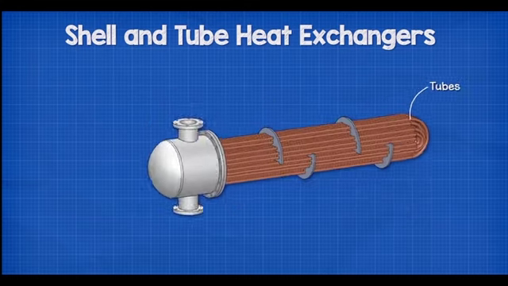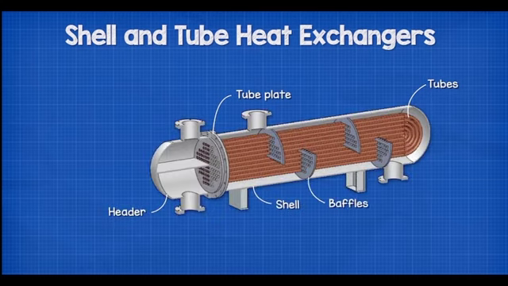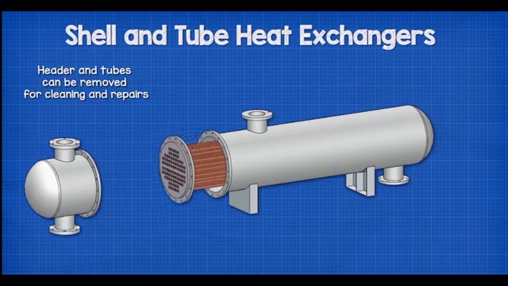These bend and loop around to start and finish at the tube plate, which sits between the shell and the header. The tubes will usually also pass through some baffles, which are sheets of metal. We will see how these work in just a moment. The header, as well as the tubes, can be removed for cleaning, repairs and maintenance.